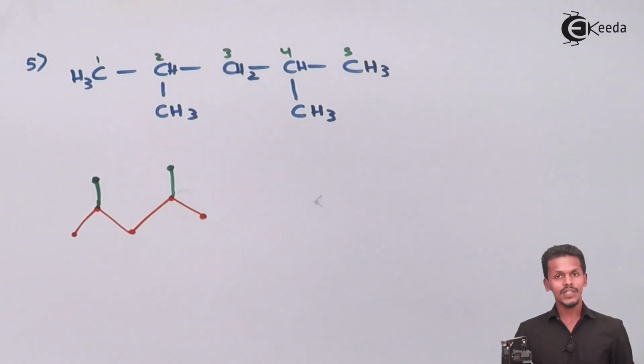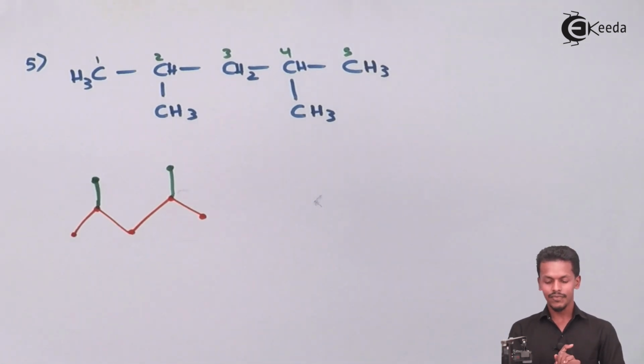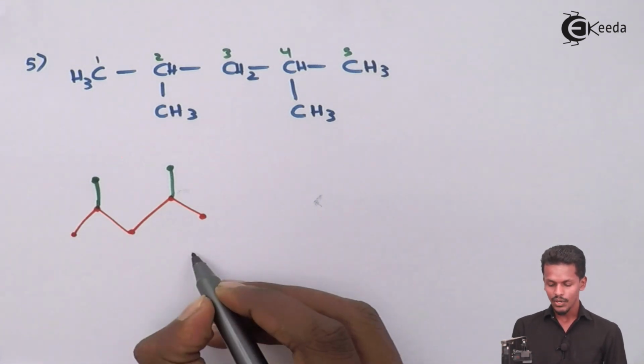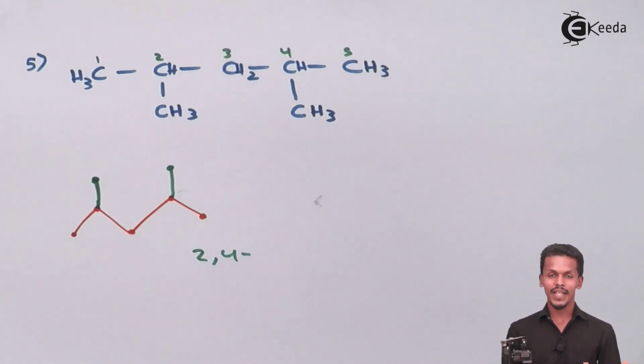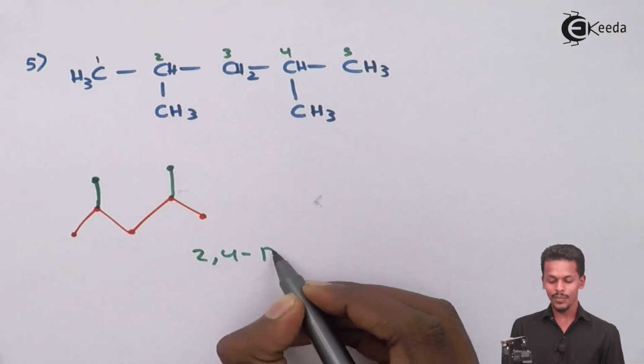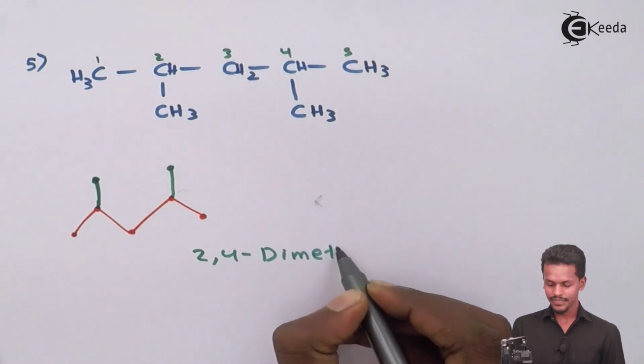In this structure I can see that at the second and the fourth position there are methyl groups, and both are methyl groups, so I could write the IUPAC name of the structure as 2,4. And since the methyl group is repeating 2 times, I could write it as 2,4-dimethyl.